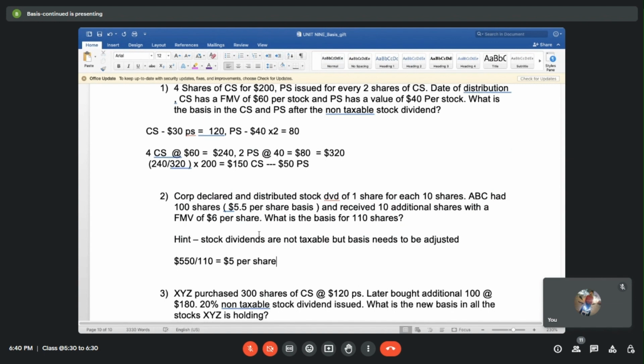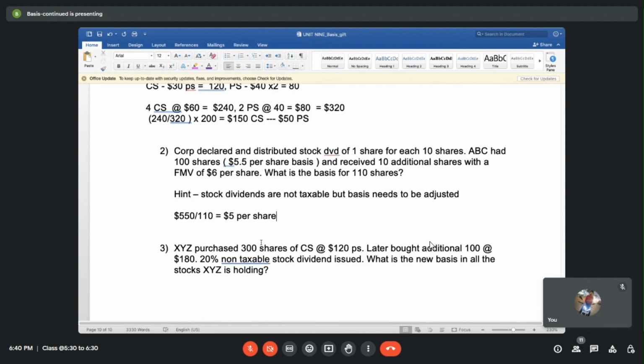Let's do one quick last one. This is again simple, not that complicated. We just have to think again properly. So what happens is some person purchases 300 shares at 120 per share.